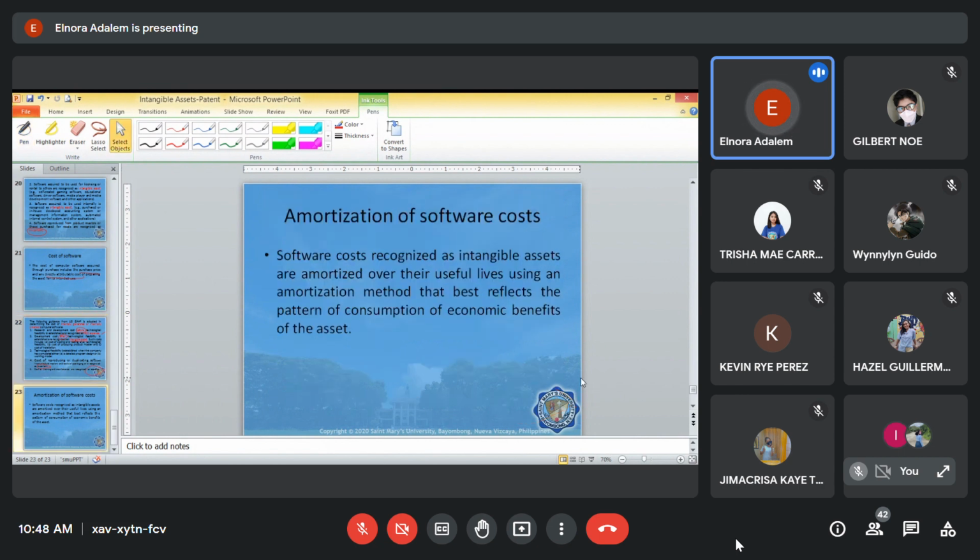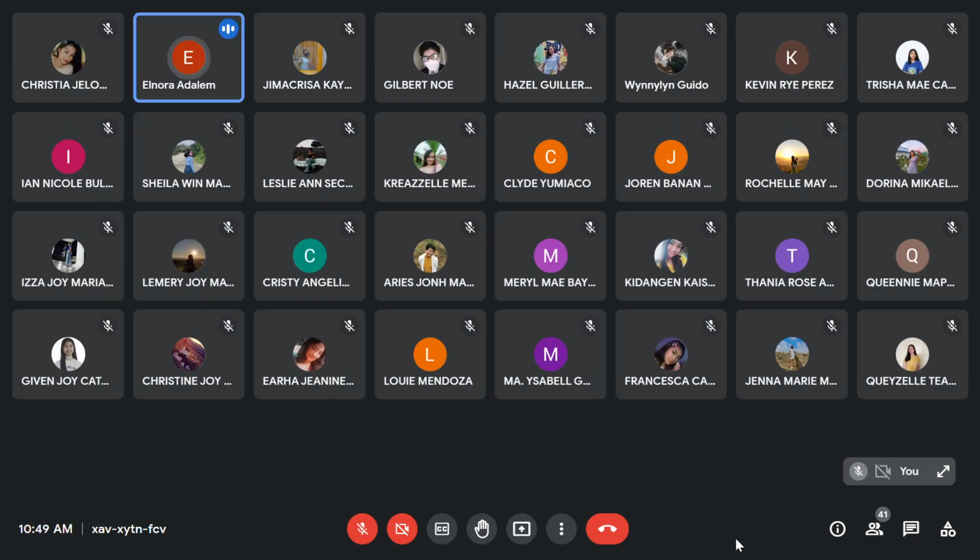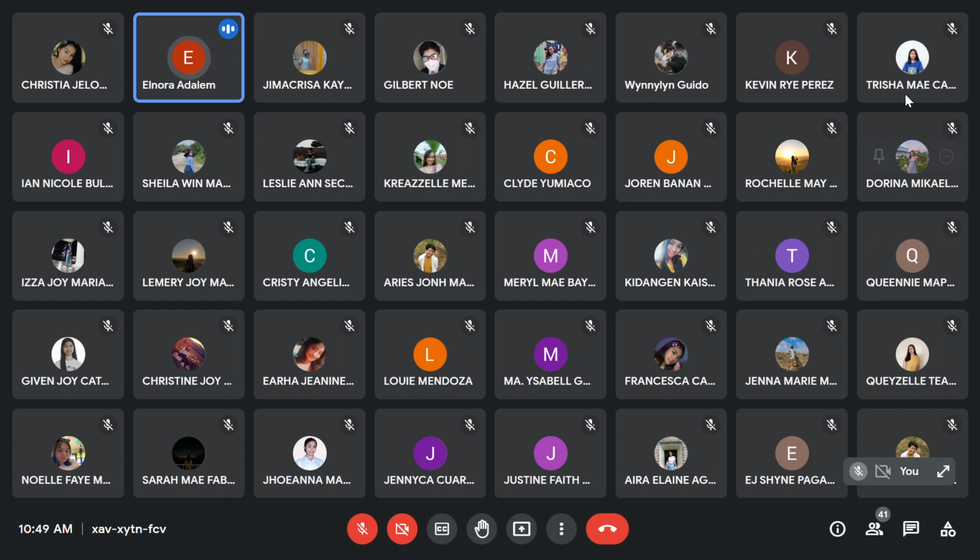So how do we amortize software costs? Software costs recognized as intangible assets are amortized over their useful lives using an amortization method. Usually, we use the straight-line method. Okay, so we are done with important concepts on identifiable intangible assets. This time we will illustrate these intangible assets for better understanding.